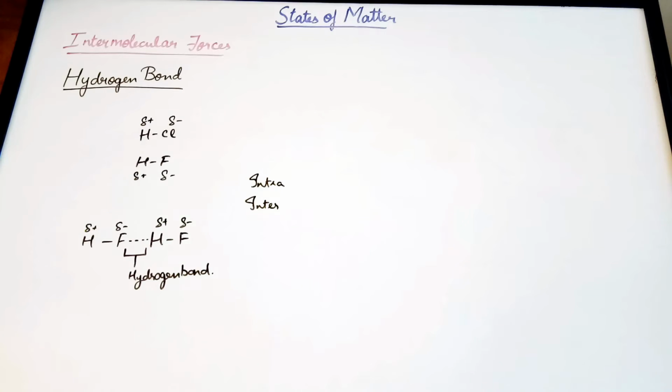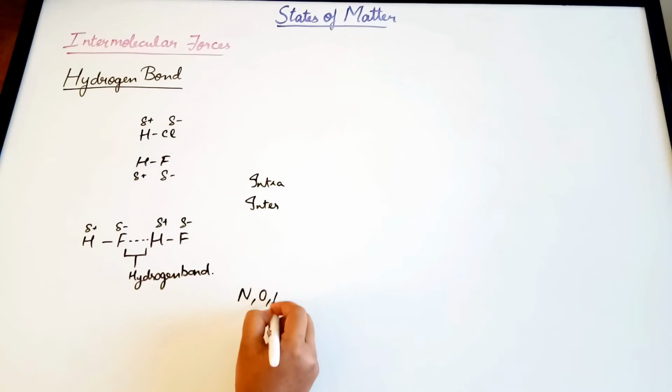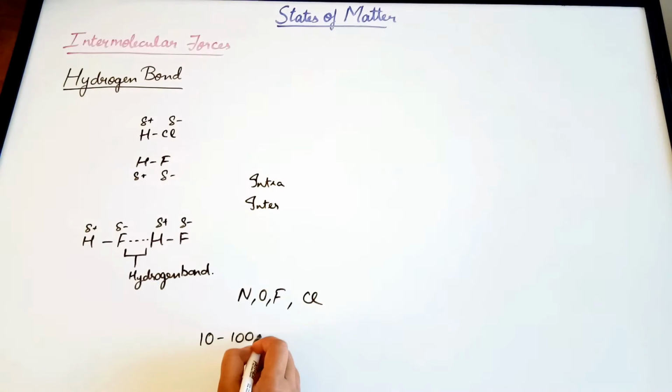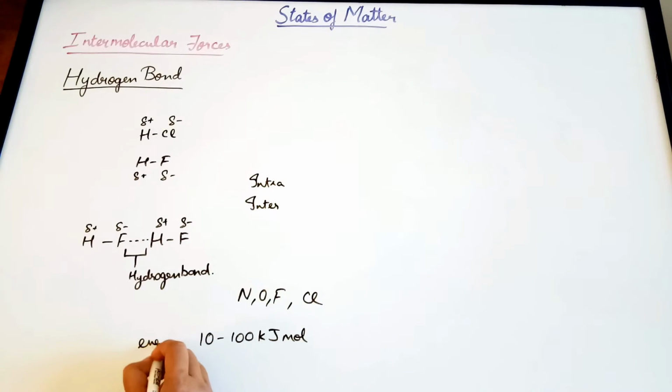The important thing is that there has to be some amount of electronegativity. So the electronegative atoms not only include nitrogen, oxygen, and fluorine, but they also include the chlorine atom as well. And usually the hydrogen bond is denoted by a dotted line. Now the energy of the hydrogen bond can be between 10 to 100 kilojoules per mole. So this amount is quite significant.